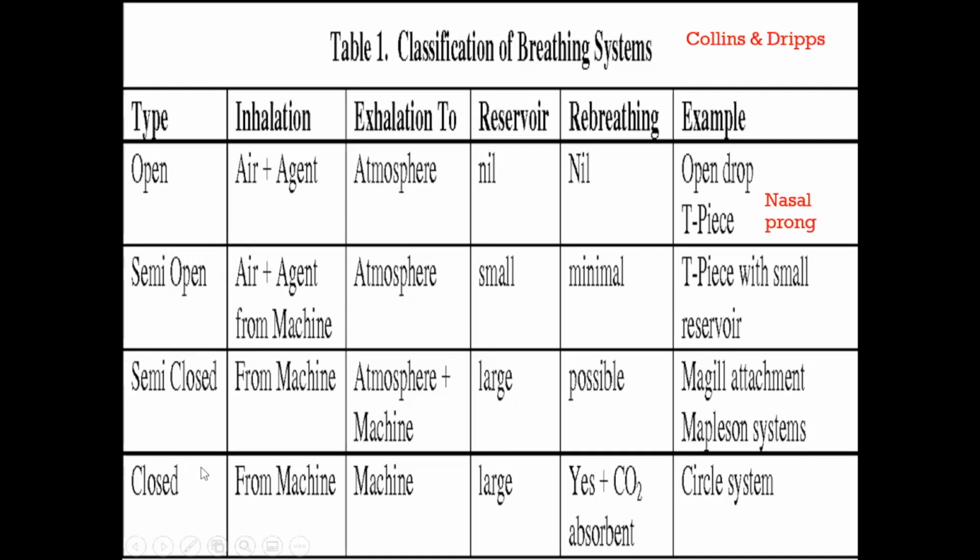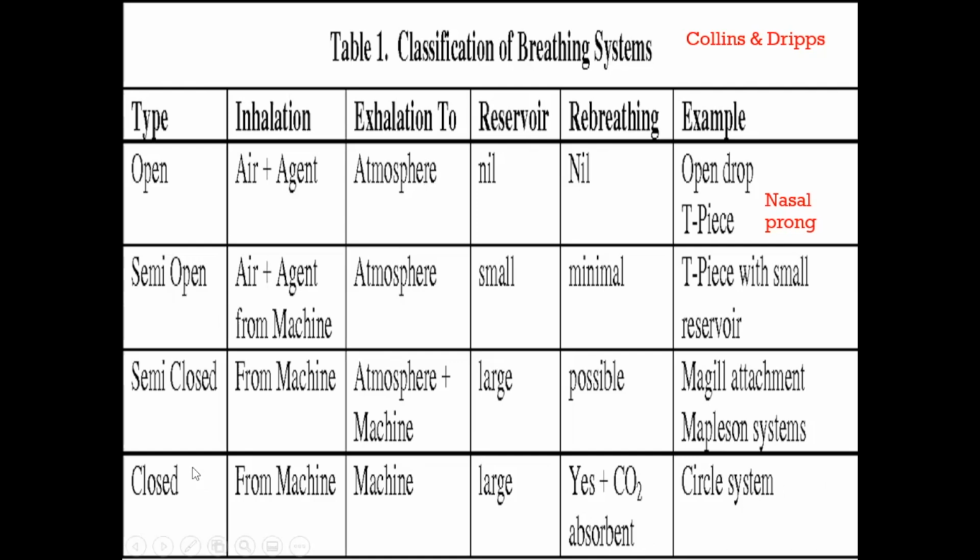breathing system that we use in our GA machine. You inhale from the machine, either oxygen, air, nitrous, or gas, everything, that inhalation agent, and you exhale to the machine. You never let it go to atmosphere because it can cause atmospheric pollution and also cause harm to the other personnel in the operation theater. The reservoir is large again. Rebreathing, yes, plus CO2 absorbent. You rebreathe from your exhaled gas that goes into your inspiratory limb again. I will talk about it in the diagram later. And also you have CO2 absorption, your soda line.